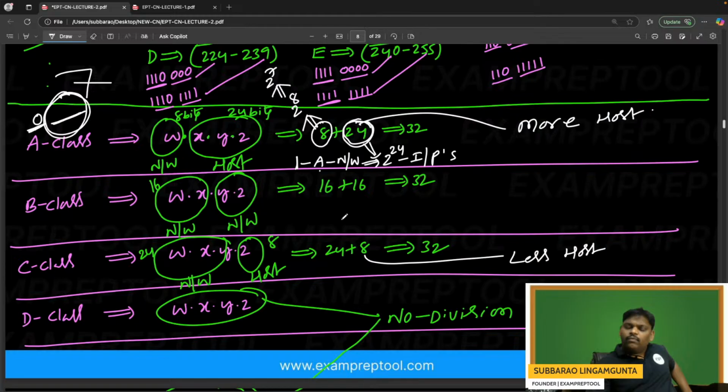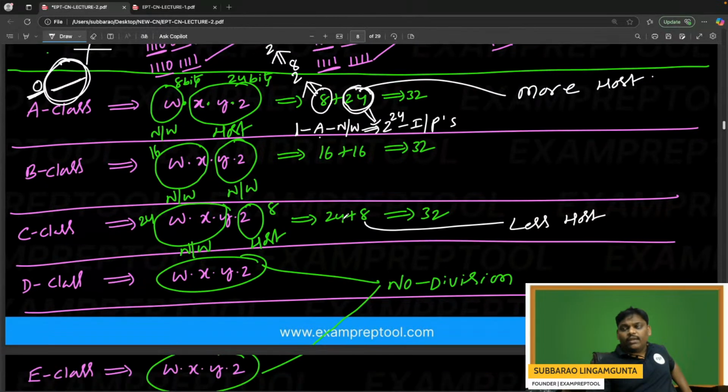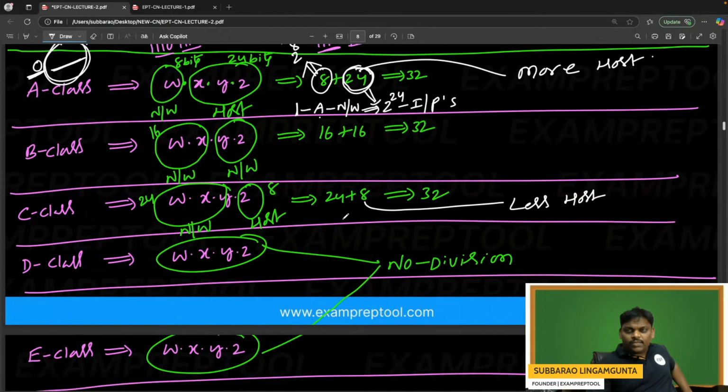A little doubt may also be there; within a few minutes, I will clarify once again. Try to get as much as possible. Can you see class B? People will get it easily now.